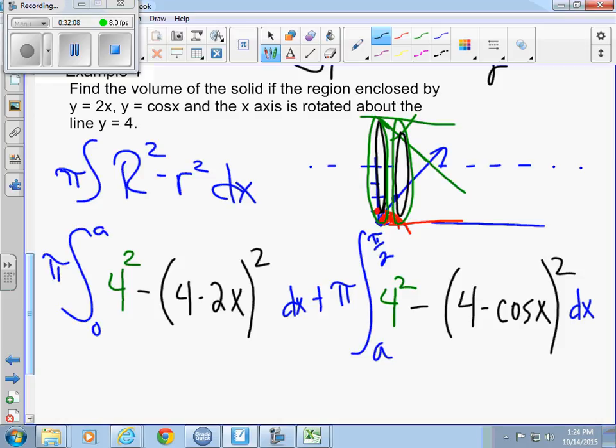So tonight, make sure you do this washer homework, and then start the AP problems.